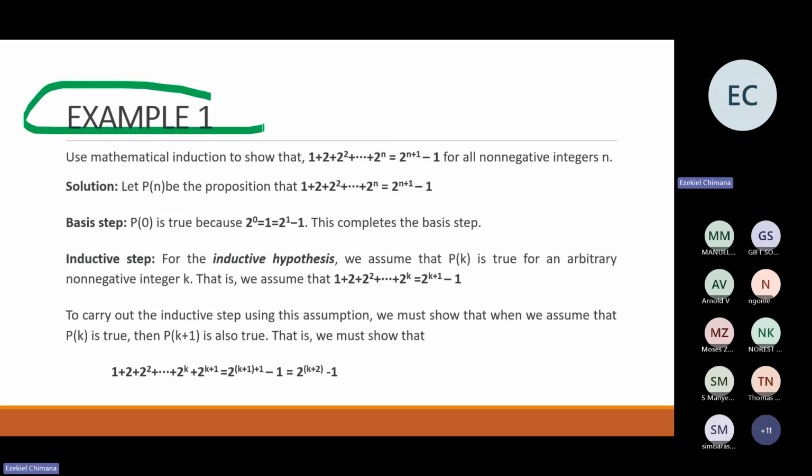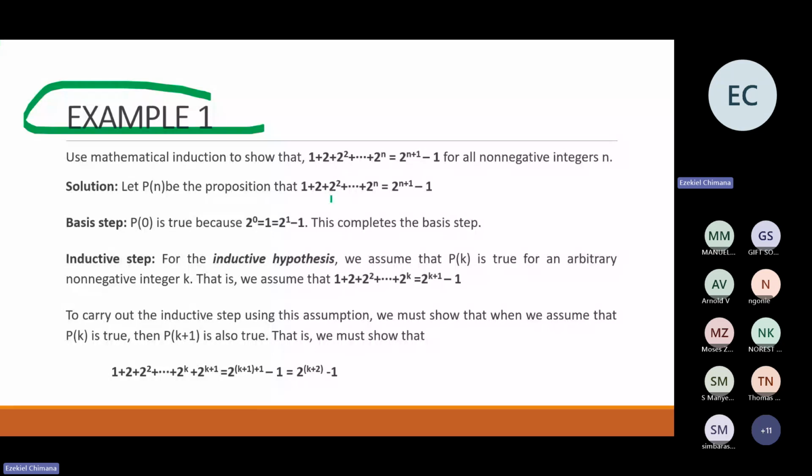So this is an example which says use mathematical induction to show that 1 plus 2 plus 2 squared plus up to 2 to the power n is always equal to 2 to the power n plus 1 minus 1 for all non-negative integers n. So solution, let p of n be the proposition that 1 plus 2 plus 2 squared up to 2 to the power n is equal to 2 to the power n plus 1 minus 1.